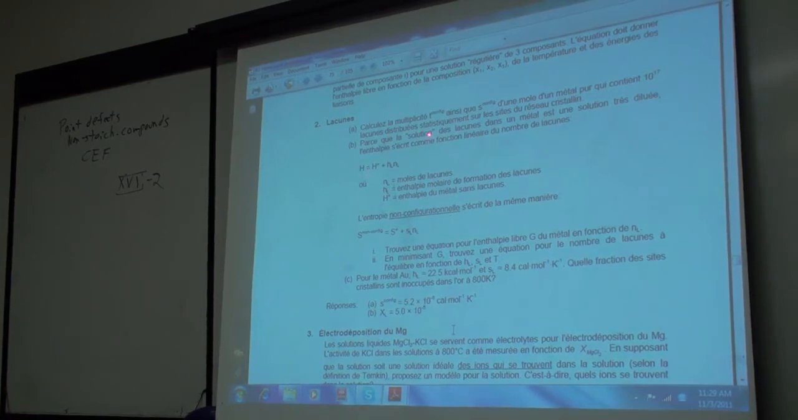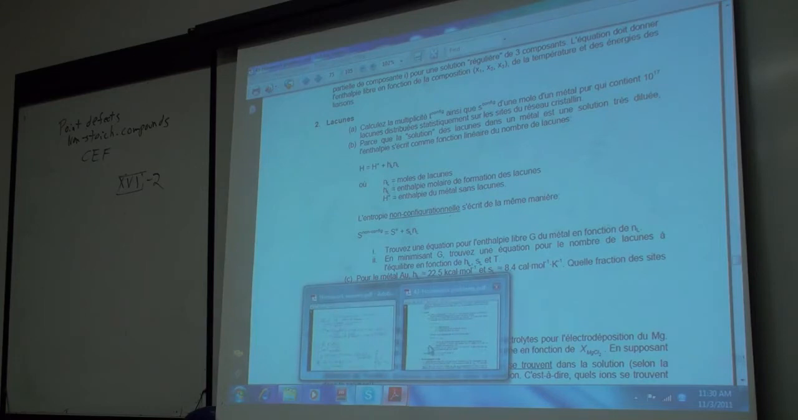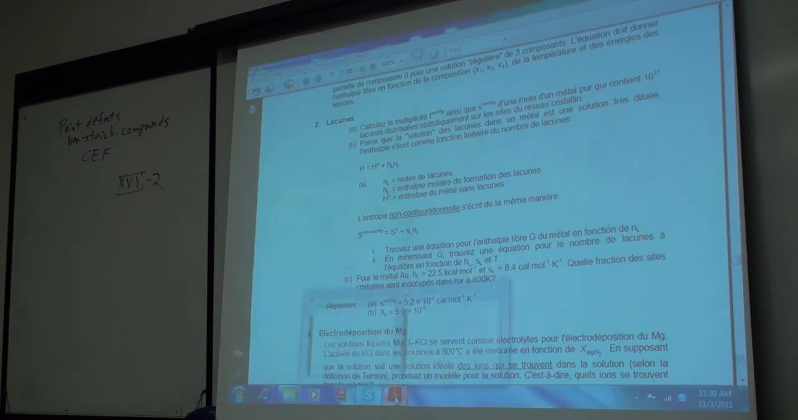Because the solution is a very dilute solution, the enthalpy is a linear function of the number of vacancies. So this is a Henrian solution, so the enthalpy is the enthalpy of the pure metal plus the enthalpy of forming a vacancy times the number of vacancies. Okay, the entropy. Find an equation for the Gibbs energy as a function of the number of vacancies. Minimize the Gibbs energy to find the number of vacancies at equilibrium. Alright, so let's look at the answer to this.